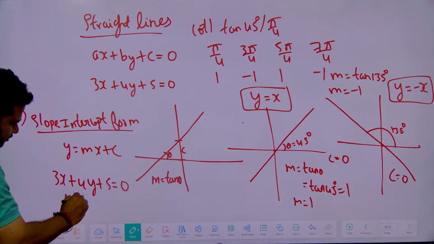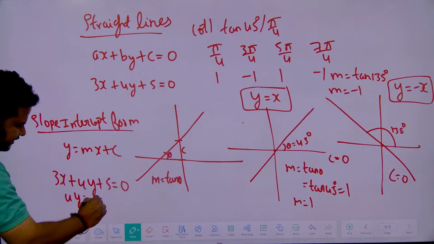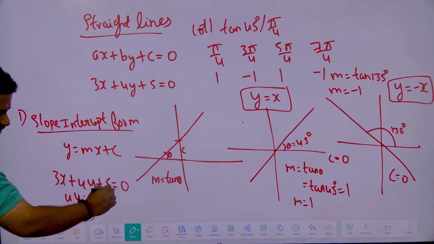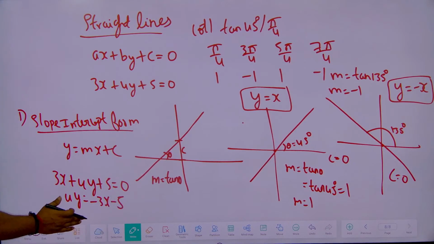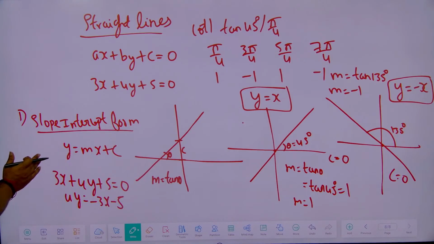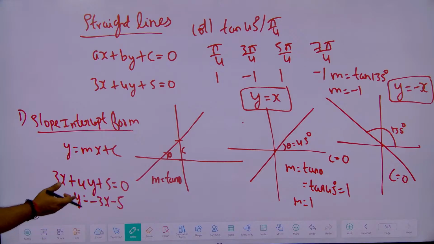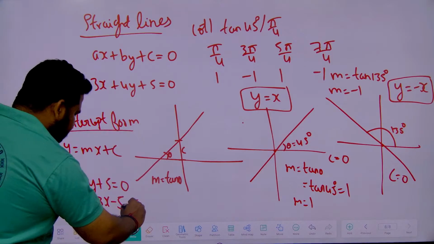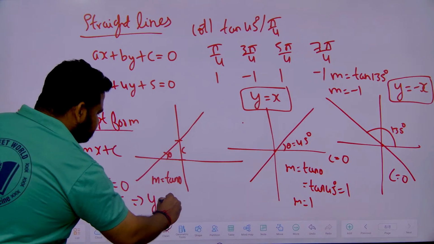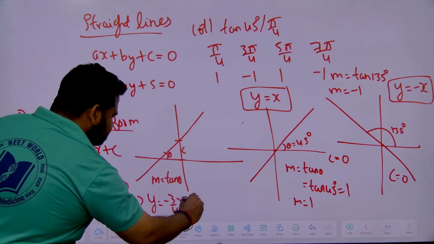Okay, if I send 3x that side it will become minus 3x. If I send 5 that side it will become minus 5. Then I want only y in the LHS. Here 4 is also there. I will divide 4 throughout. Okay, 4 I will send this side. So this will become what? Y is equal to minus 3 by 4x minus 5 by 4.